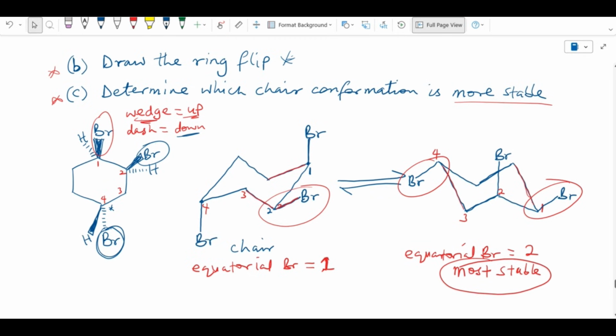You can also do this in terms of axial bonds. The more bulky groups that are in axial position or axial bond, the more destabilizing the conformation will be, and the more unstable it will be. So since this chair on the left has 2 bulky groups or bromo groups in axial position compared to the one here, therefore this chair conformation will experience the more destabilizing interaction. Therefore, it will be the least stable conformation.